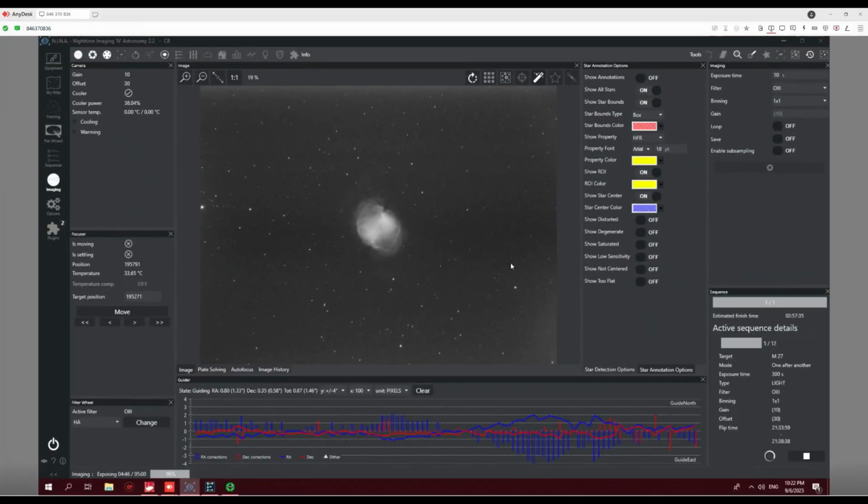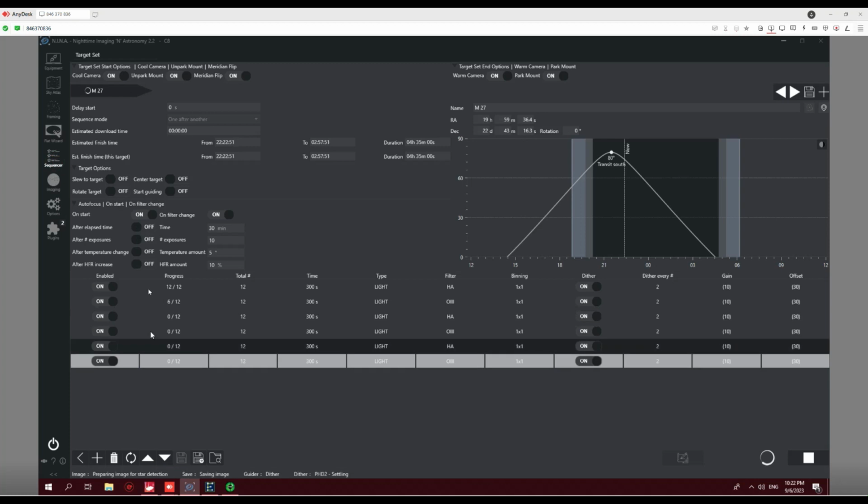All right, so we are back. Man, every time I look at this it just makes me excited. As you can see, this has been imaging for quite a while. This is image 5 of 12 for oxygen 3. In my sequencer, I did 12 of the hydrogen alpha and then 12 of the oxygen 3, and then I just copied it 2 more times.